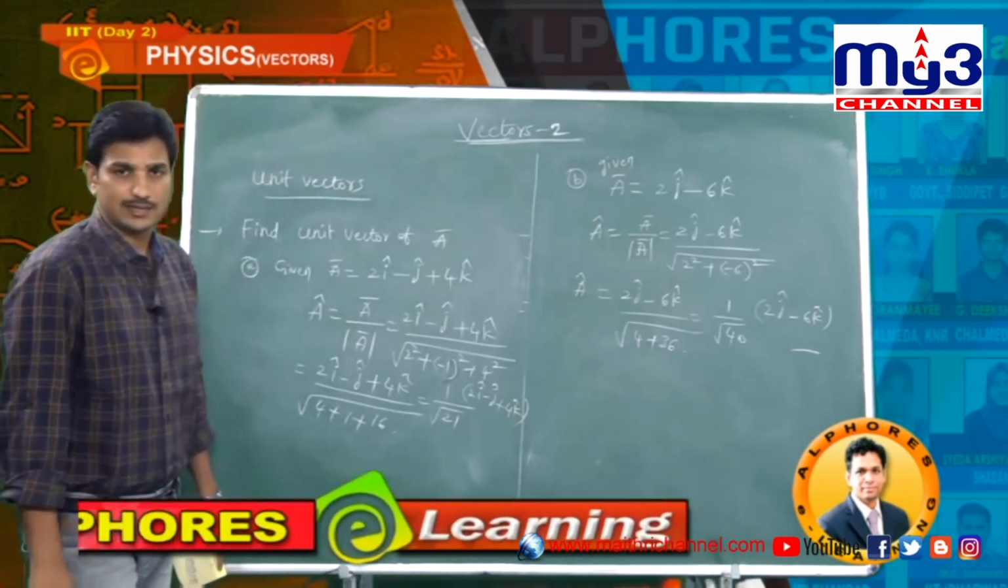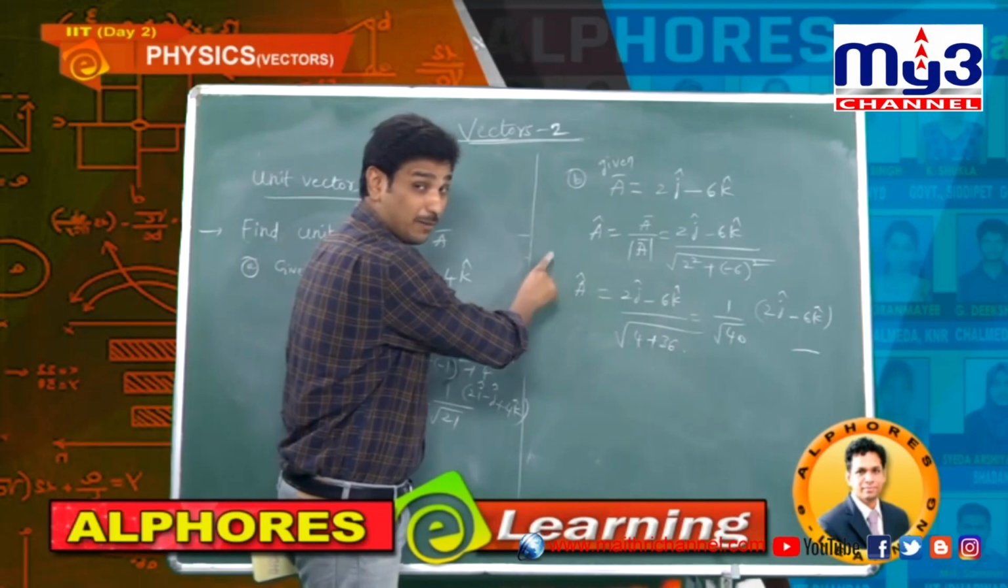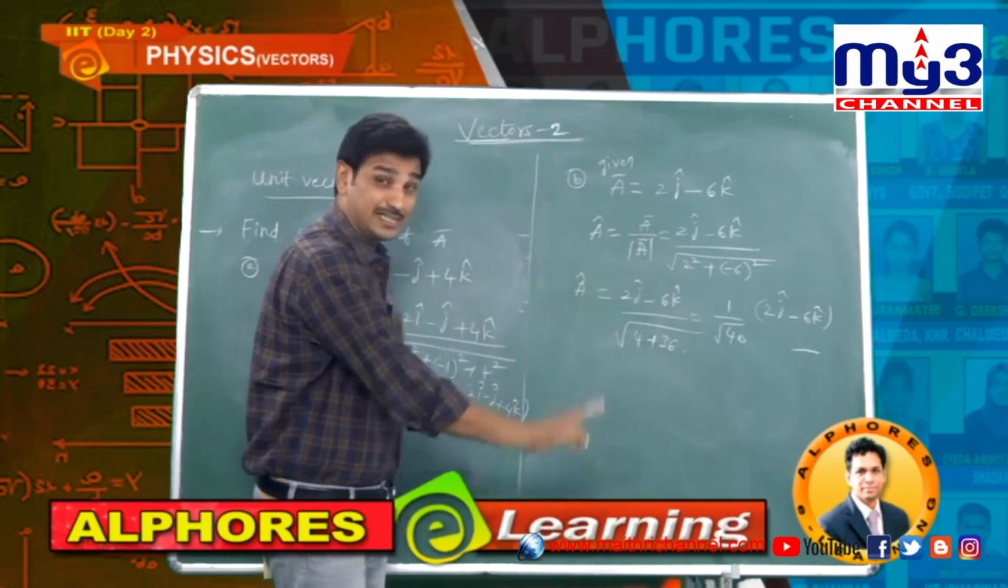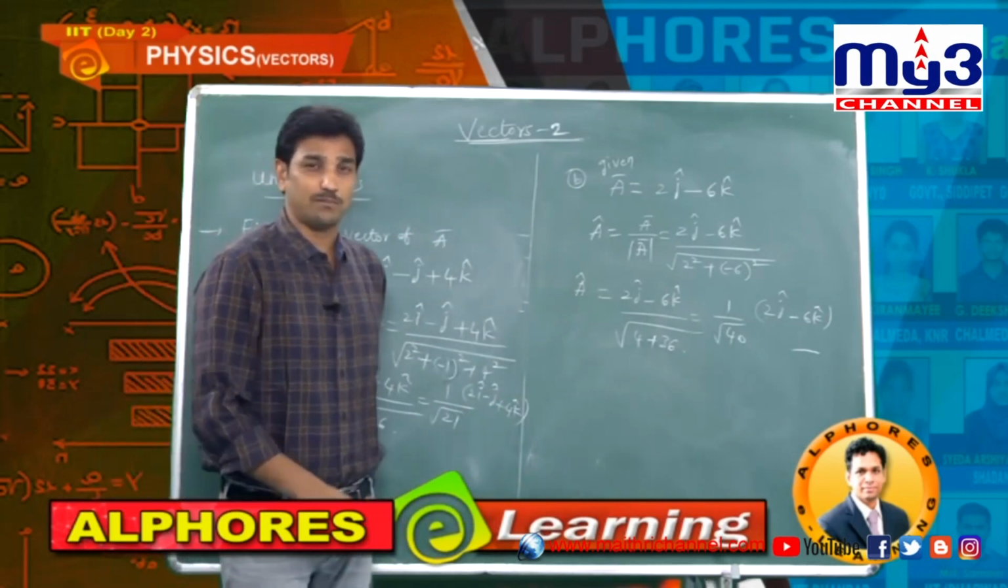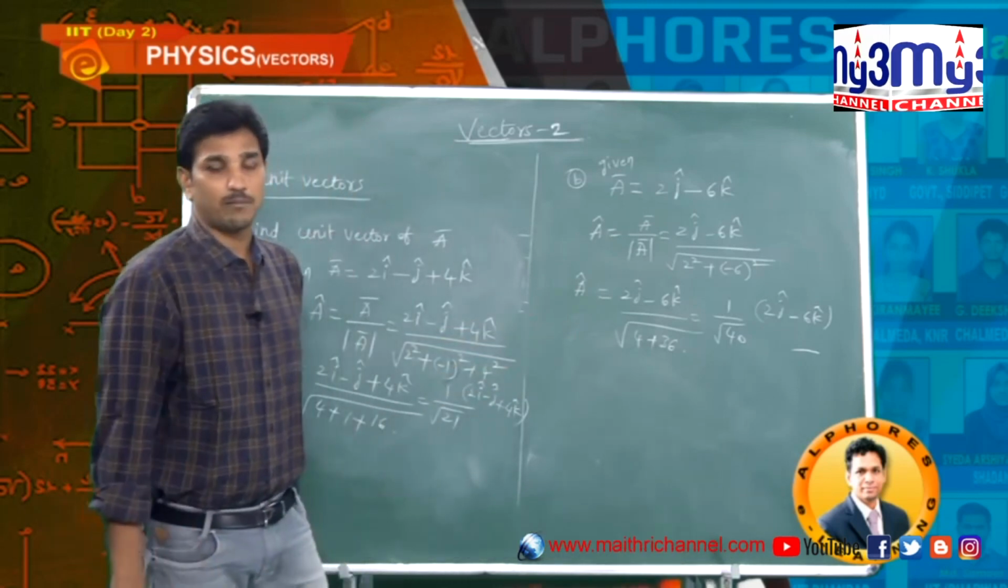Now I think you got the clarity on how to calculate the unit vector of A bar. Simple and easy. No need to think more about it because it has a simple formula: A bar by mod A bar.